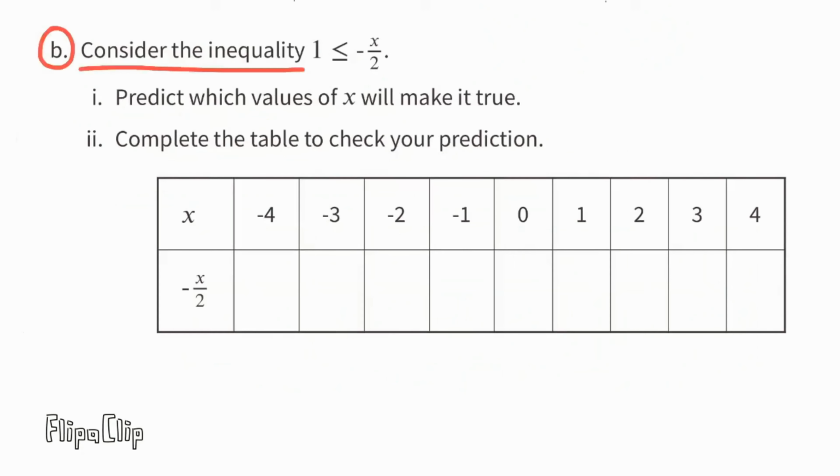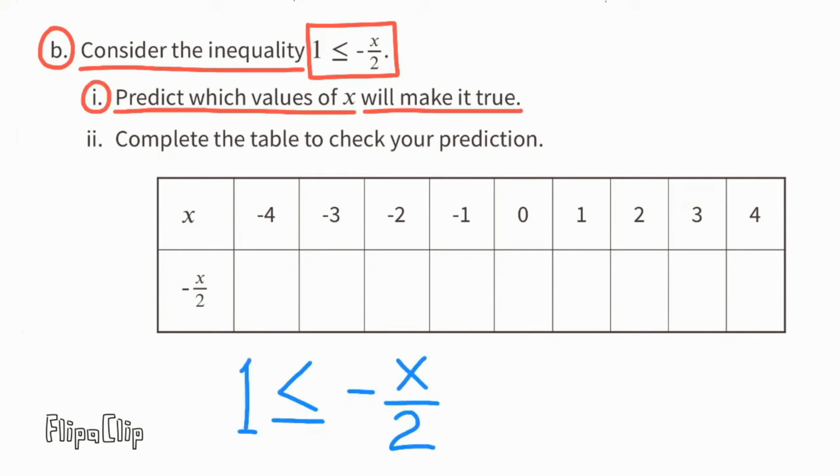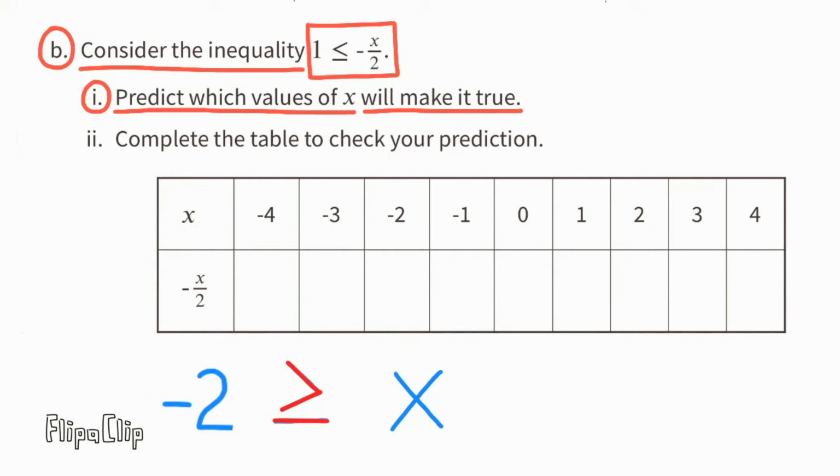B. Consider the inequality. 1 is less than or equal to negative x over 2. Predict which values of x will make it true. This time, we'll multiply both sides by negative 2. Negative x over 2 times negative 2 is x, and 1 times negative 2 is negative 2. And since I multiplied by a negative, I switched the inequality sign. Now it reads negative 2 is greater than or equal to x, which is the same thing as x is less than or equal to negative 2.